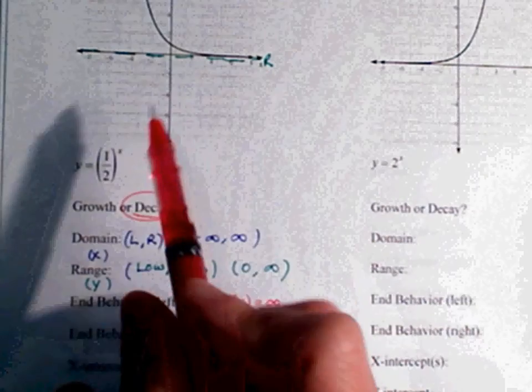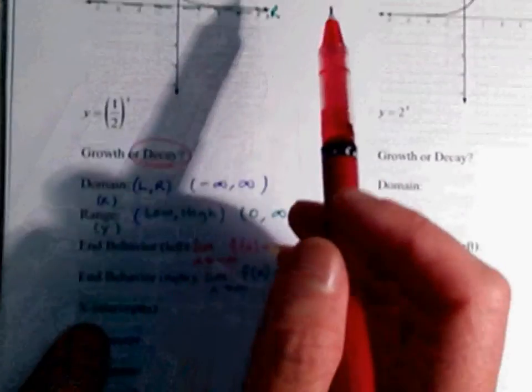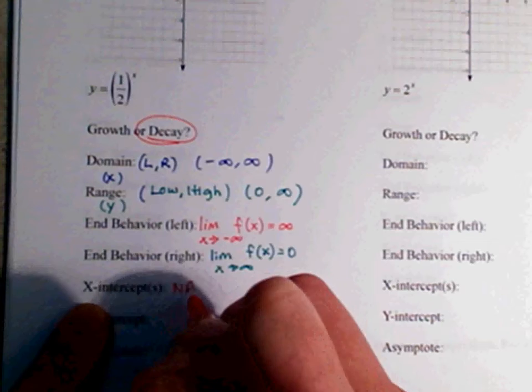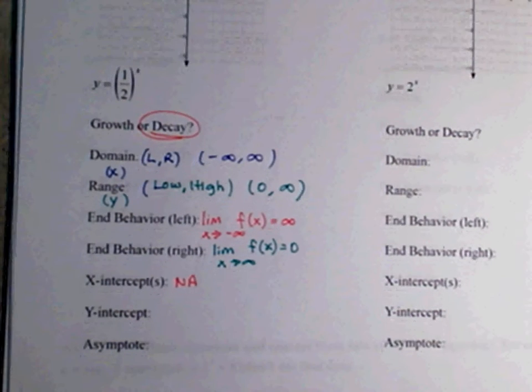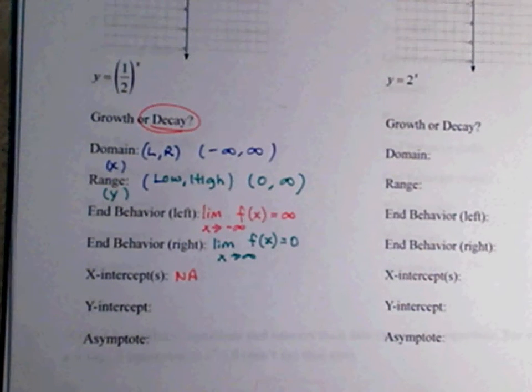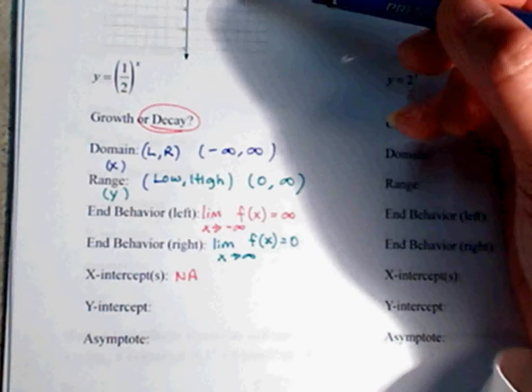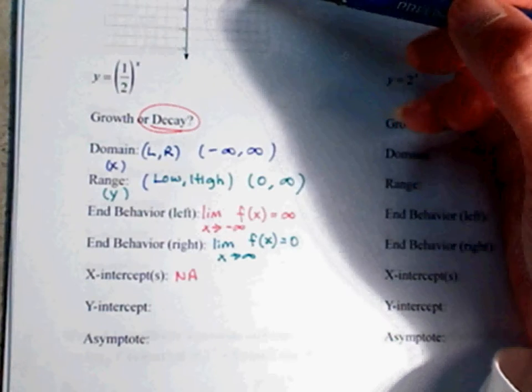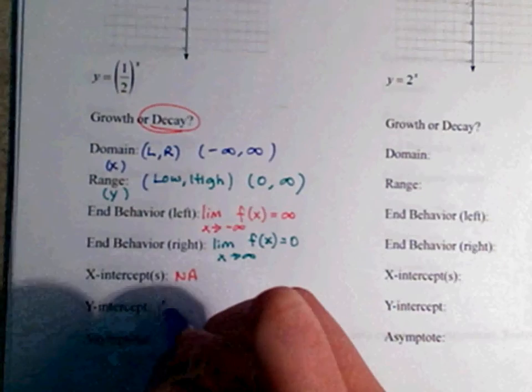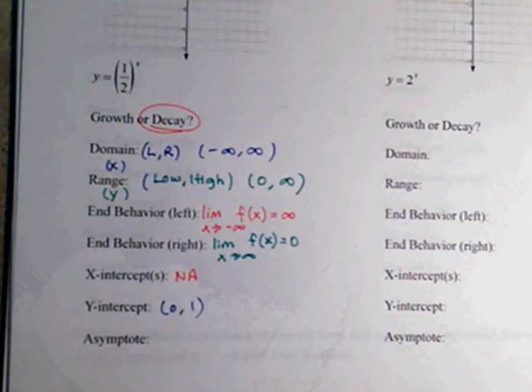X-intercept. Where are you crossing the x-axis? You are never crossing the x-axis on this graph. So just write NA. Okay. Your y-intercept. Where are you crossing the y-axis? If you'll look, you're crossing at 0, 1. What if you didn't know that? Okay? All you have to do is plug into your calculator.